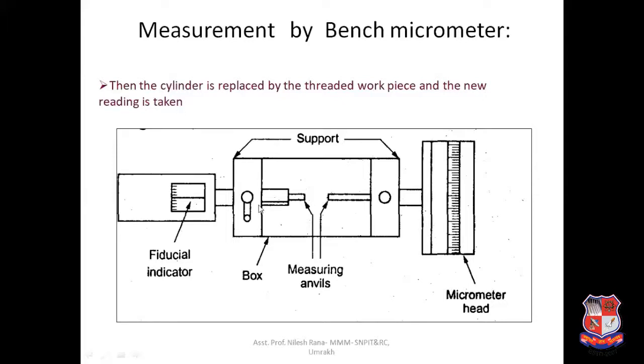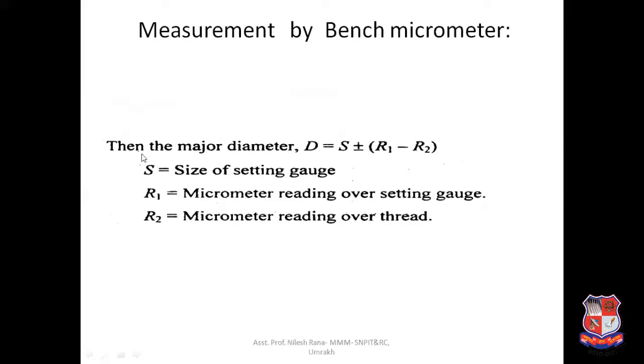So the major diameter from the experiment is D equal to S plus or minus R1 minus R2. Here S is the size of the setting gauge, that is the slip gauge, R1 is the micrometer reading over the setting gauges, and R2 is the micrometer reading over the actual thread. By comparing R1 and R2, you can find the value of the major diameter D. This is how you can measure the major diameter of the screw thread.